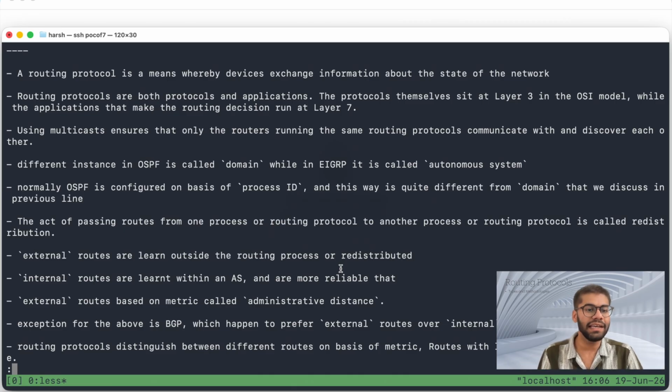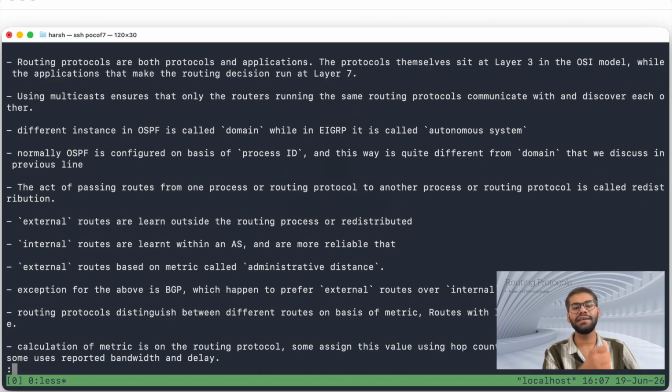Finally, the act of passing routes from one process or routing protocol to another is called route redistribution. We have learned this, and in this book we will learn in more detail what route redistribution is and what happens when redistribution occurs. Redistribution is very cleanly explained in the book, so I have made a note of that, which I will include in this video as well.